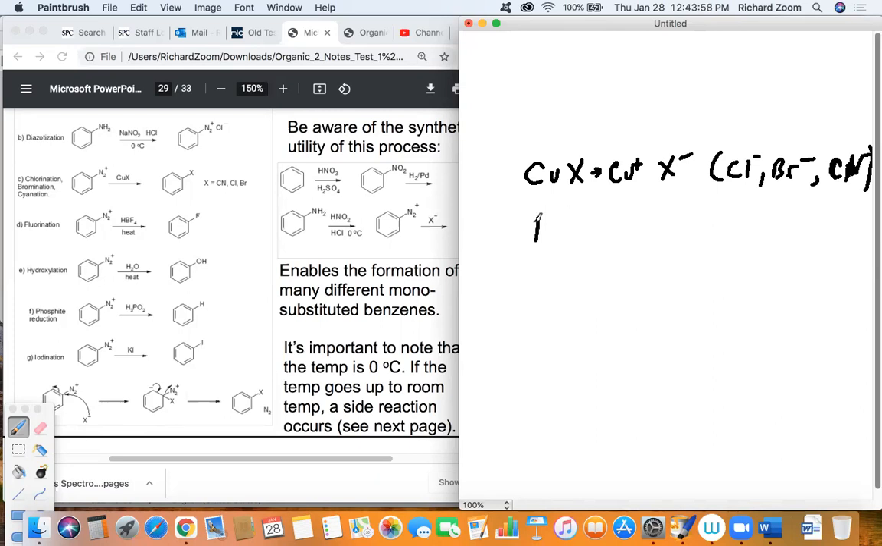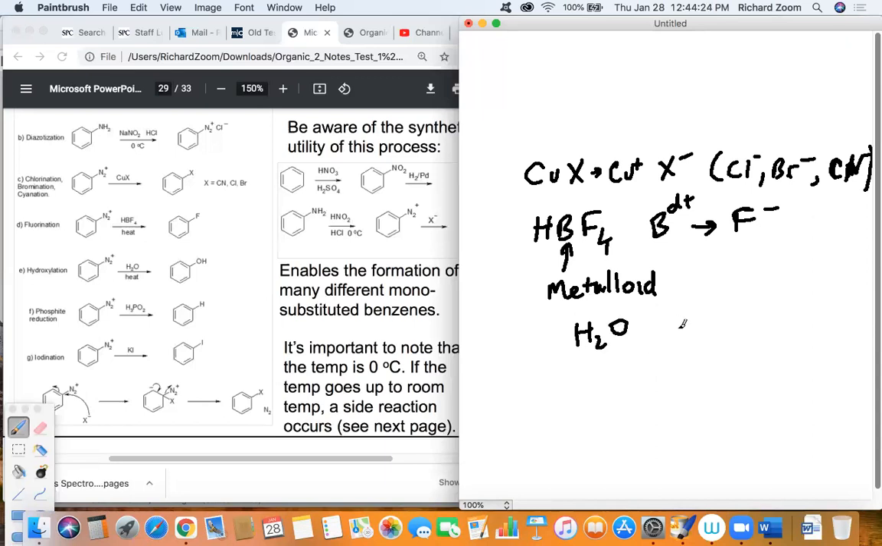We've got HBF4, and if you look at it, B is a metalloid, and it has a partial positive charge on it, so you can see that it's B delta plus, which would lead to F minus. H2O is kind of like H plus OH minus. But again, there's your OH minus there.